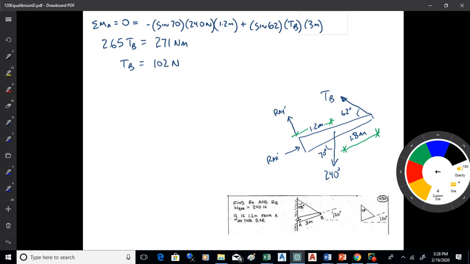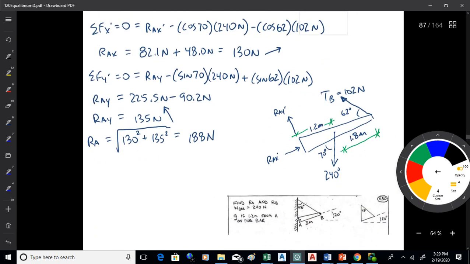So we doing all right with that? We got any questions? Okay. Now I've got that. Once I've got that, I can just do force equations to solve for the other two, all right? So the sum of Fx and the sum of Fy will get me RAx and RAy.